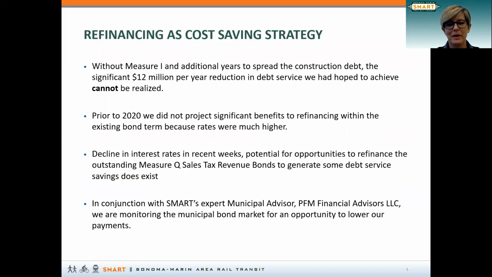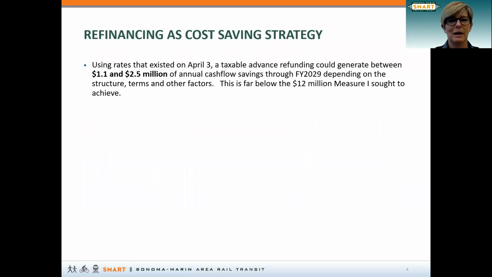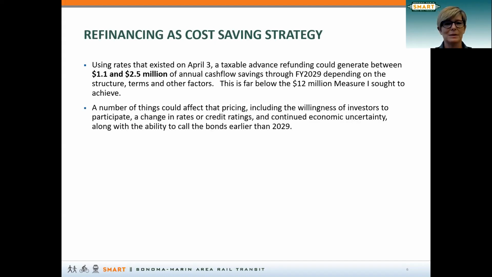So working with PFM and Sarah Hollenbeck, who's on the line today, we're looking at the bond market to figure out if there would be an opportunity to provide some savings, even though there's no way we can save the $12 million a year we were hoping to save. Sarah worked on an analysis that looked at rates available on April 3rd, and we looked at a taxable advance refunding, which Sarah can talk a little bit more about, and the ability to generate between $1.1 and $2.5 million in cash flow savings through 2029 when the tax expires.